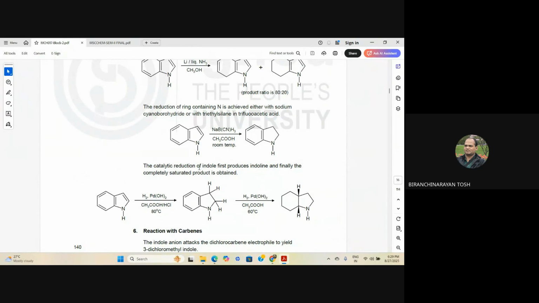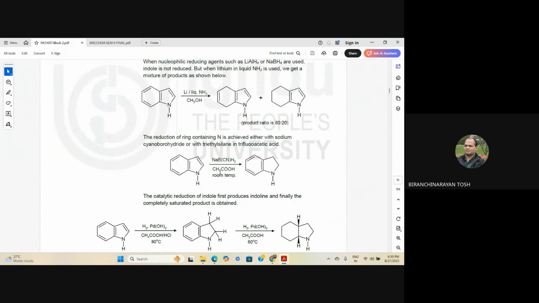The catalytic reduction of indole first produces indoline, and finally the completely saturated product. First this one, indoline, the nitrogen containing 5-member ring will be saturated, then the benzene nucleus will be saturated, giving a fully saturated product. This is the catalytic reduction. That means if you take hydrogen gas over palladium hydroxide, so three reducing conditions are there.